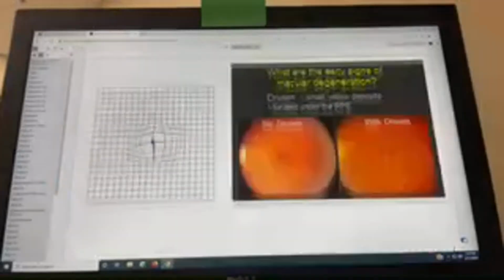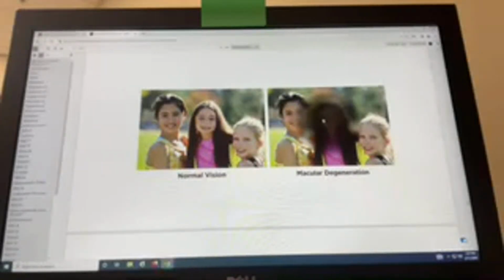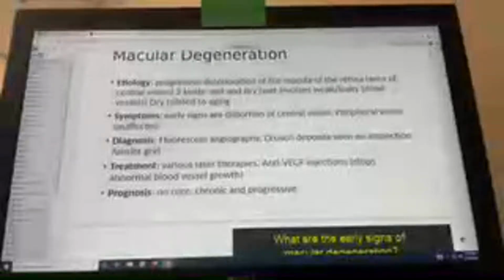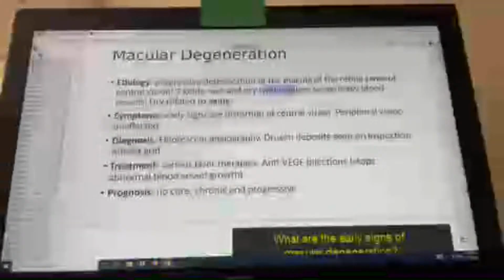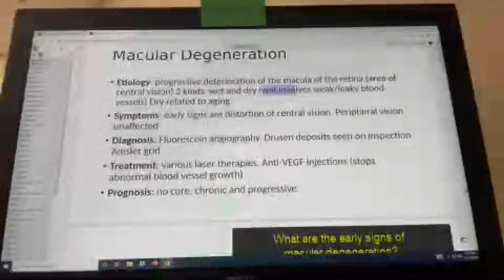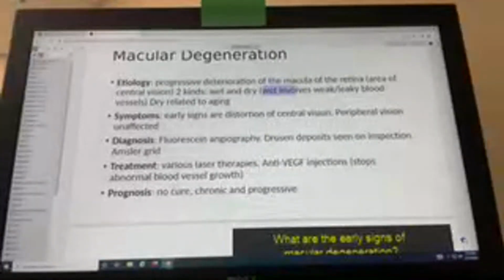Here is an example of what macular degeneration affects. So obviously that's a lot more annoying. There are two forms, wet and dry. You don't need to know a ton about those, just that the wet form involves weakened blood vessels. Wet macular degeneration is caused because those vessels in the back of the eye are having leakage and hemorrhages, right? So it's bleeding and that's what's causing the problem. Whereas dry is related to aging. That's all you really need to know.